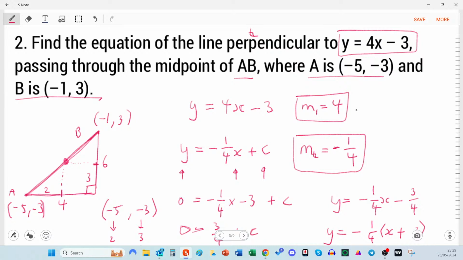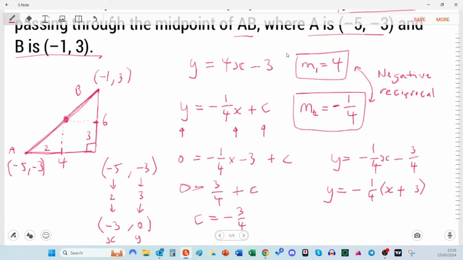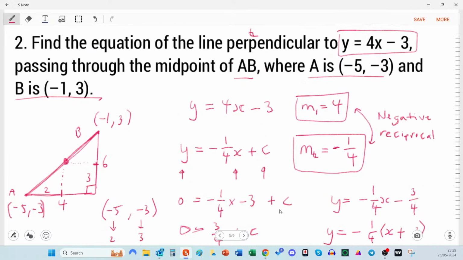So there's the thing to note. For perpendicular lines, it's the negative reciprocal. That's the link between the two gradients. And then, when you know one, which is the gradient, use a coordinate. Then you'll find c. Nothing more said about that. If you have any questions, do let me know.